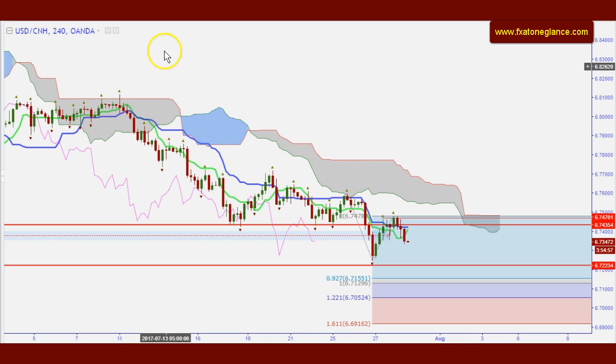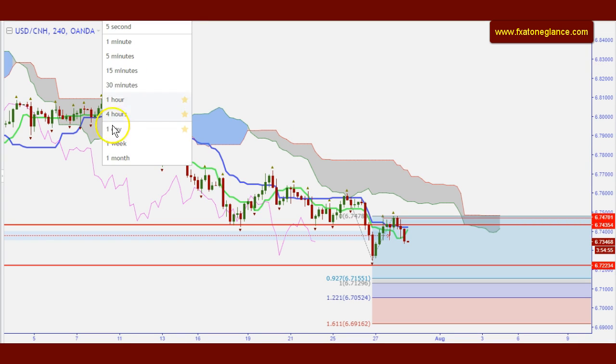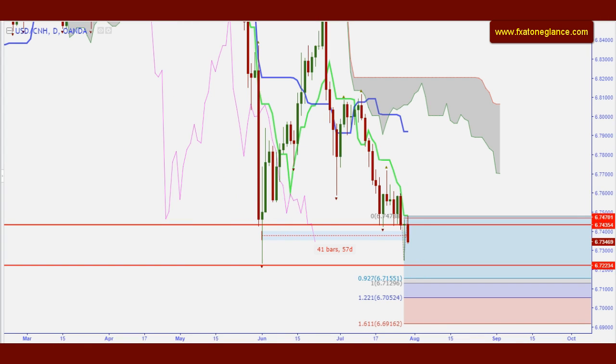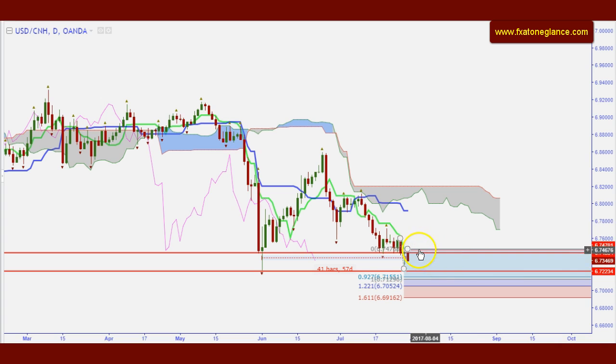Now I could change my bias when I go back to the daily. The daily could give me an opportunity to change my bias. It would take a lot for me to change my bias here, right? Because even if we bounce on this level, then we're probably going to be in a little range here. But it looks like we're fighting through that level.